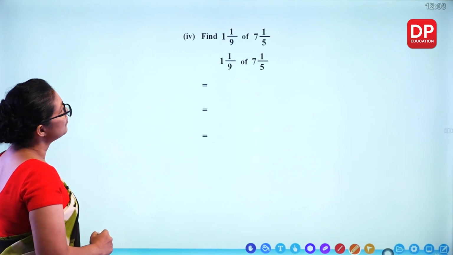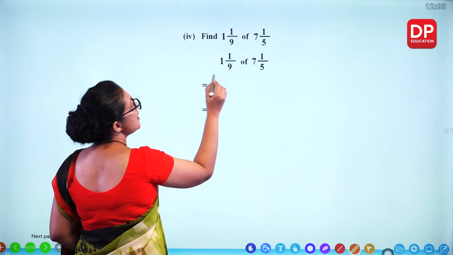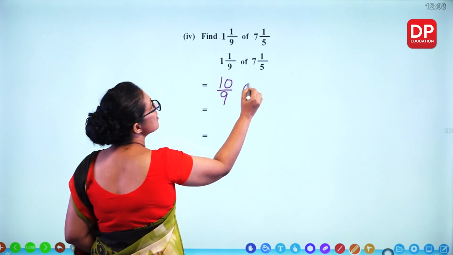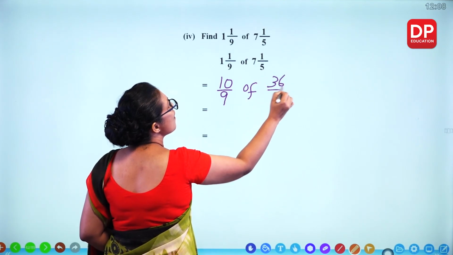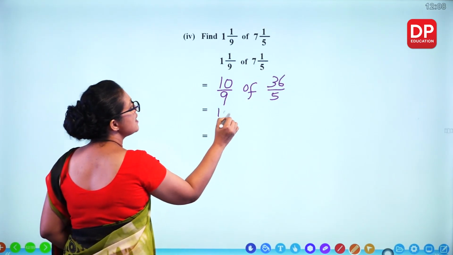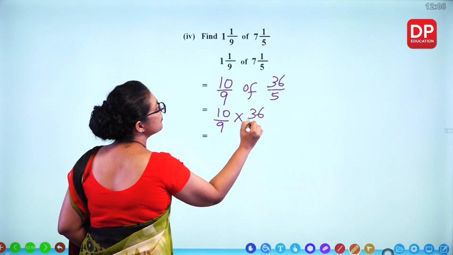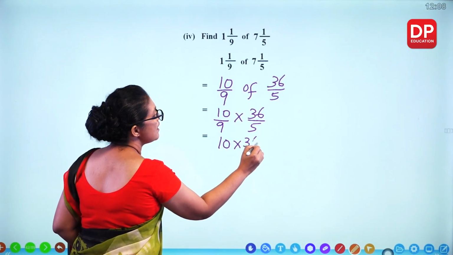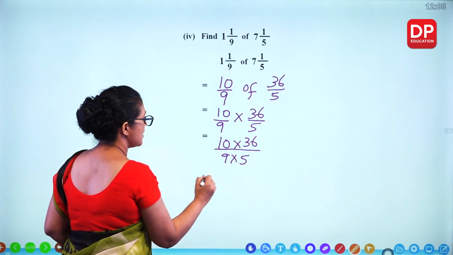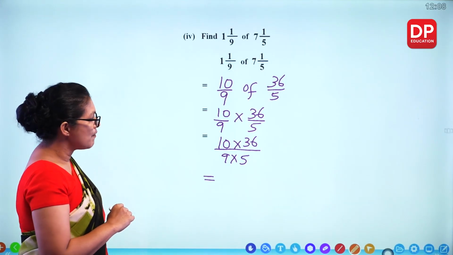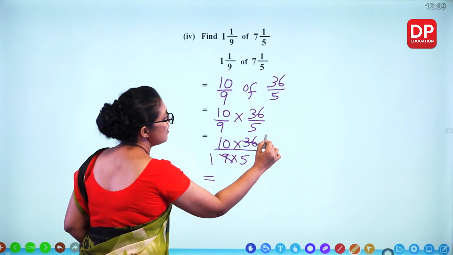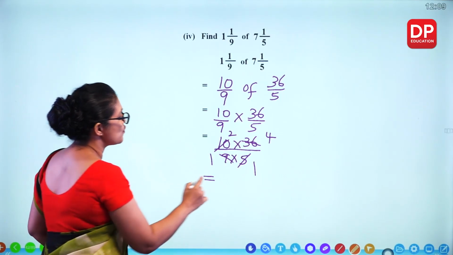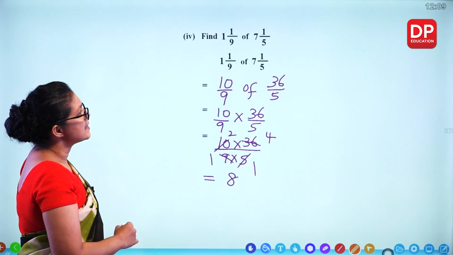This one, 9 times 1, 9 plus 1, 10. 10 over 9 as an improper fraction. 36 over 5 is this. Of means multiplication. So what you do? Multiply the numerator separately, denominator separately, and see whether you can simplify. 9 times 1, 9 times 4. 5 times 1, 5 times 2. 2 times 4, you get 8.